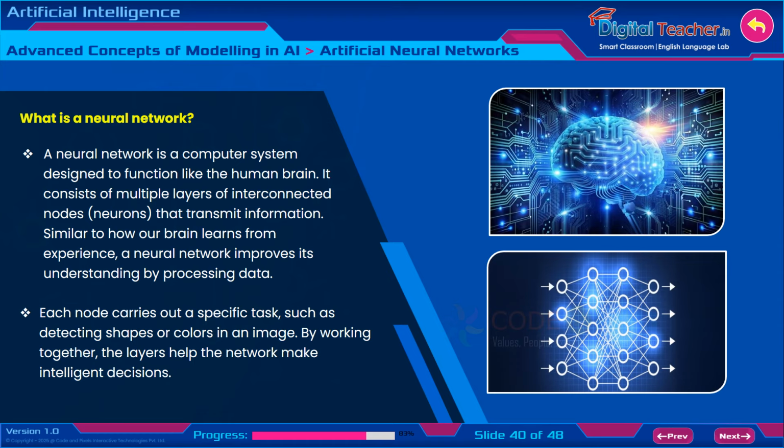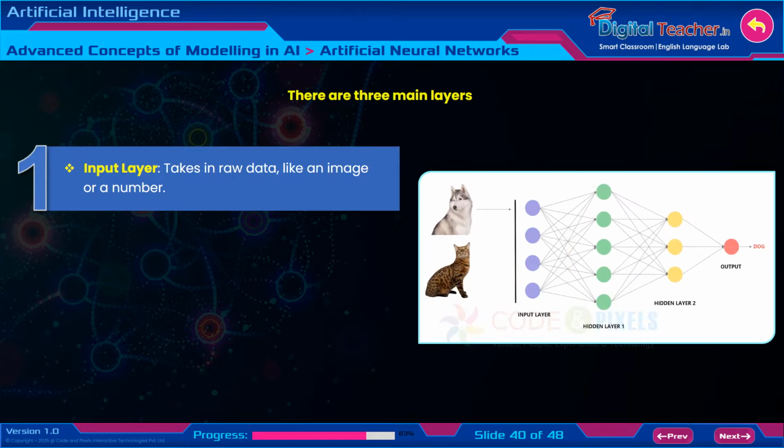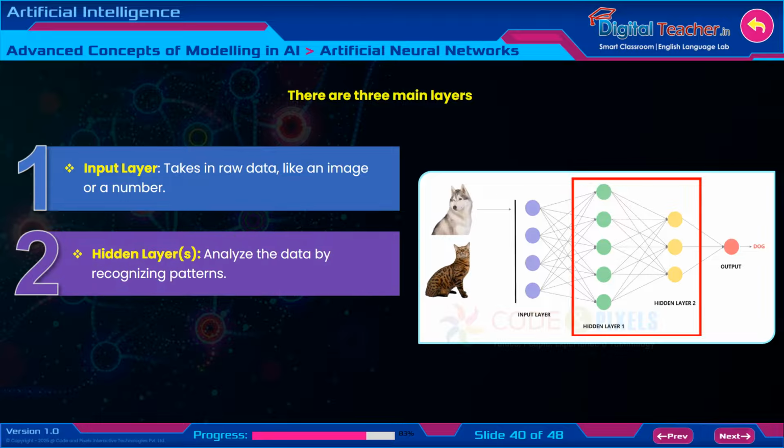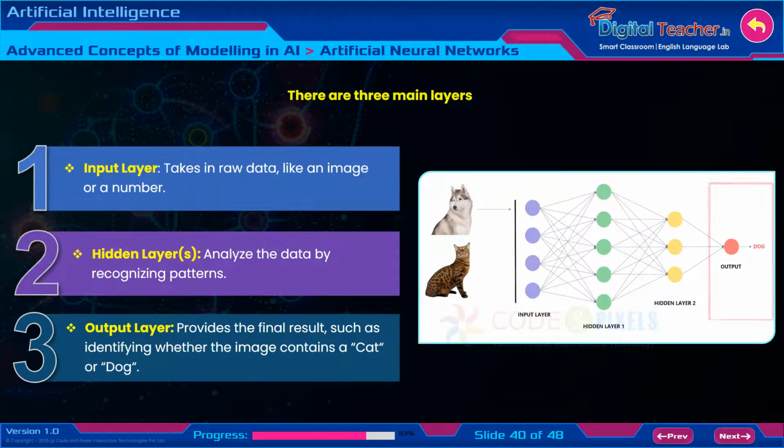Each node carries out a specific task, such as detecting shapes or colors in an image. By working together, the layers help the network make intelligent decisions. There are three main layers. The input layer takes in raw data, like an image or a number. Hidden layers analyze the data by recognizing patterns. The output layer provides the final result, such as identifying whether the image contains a cat or dog.